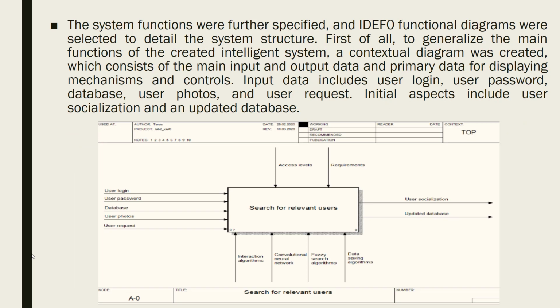The system functions were further specified, and the IDEF0 functional diagrams were selected to detail the system structure. First of all, to generalize the main functions of the created intelligent system, a contextual diagram was created, which consists of the main input and output data and primary data for displaying mechanisms and controls. Input data includes user login, user password, database, user photos, and user requests. Output aspects include user socialization and updated data.